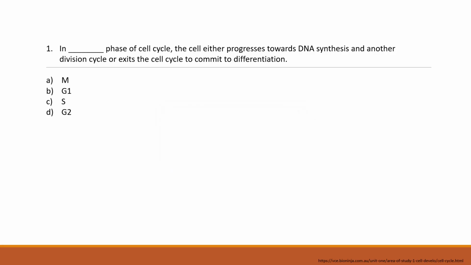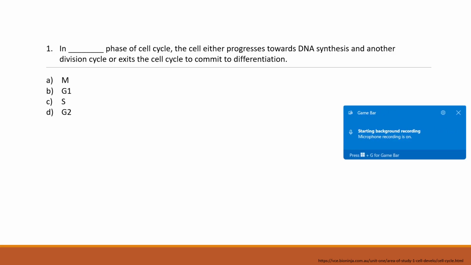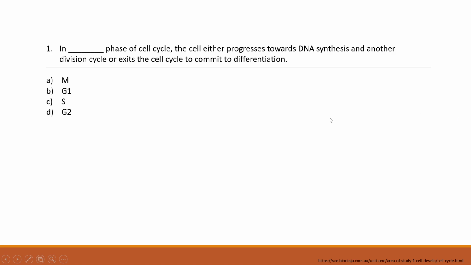Okay, so the first question is, in what phase of the cell cycle does the cell either progress towards DNA synthesis and another division of the cycle, or exit the cell cycle to go into differentiation? The answer for this is G1 phase.